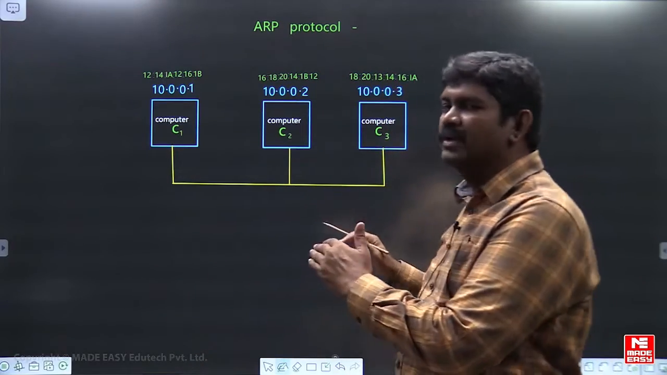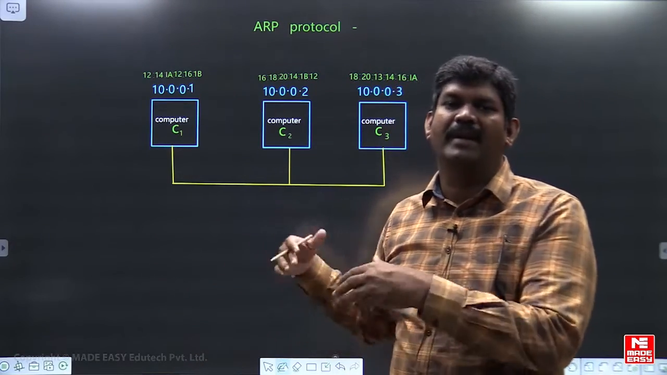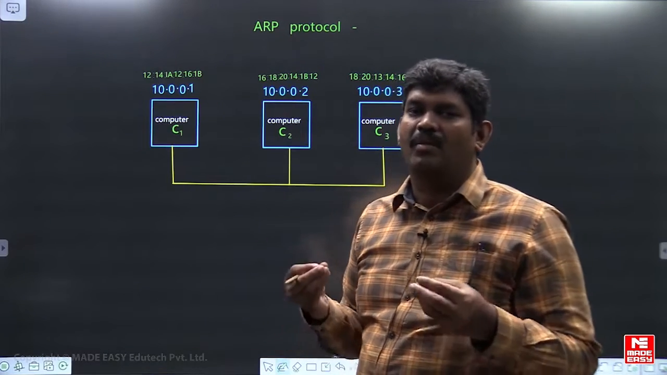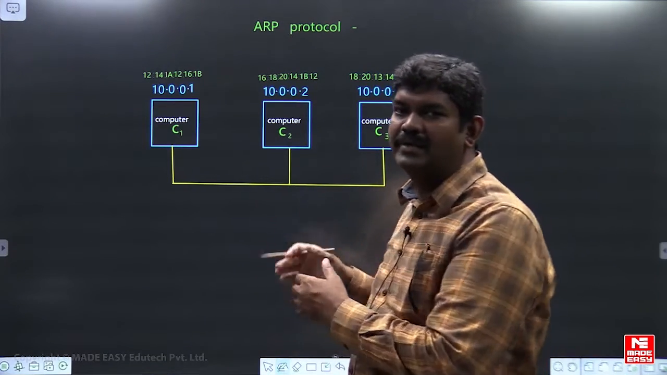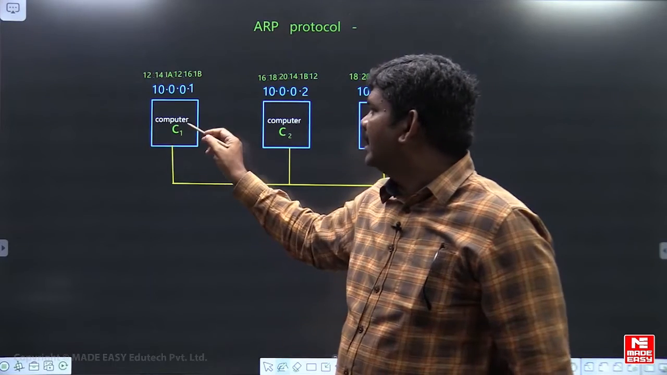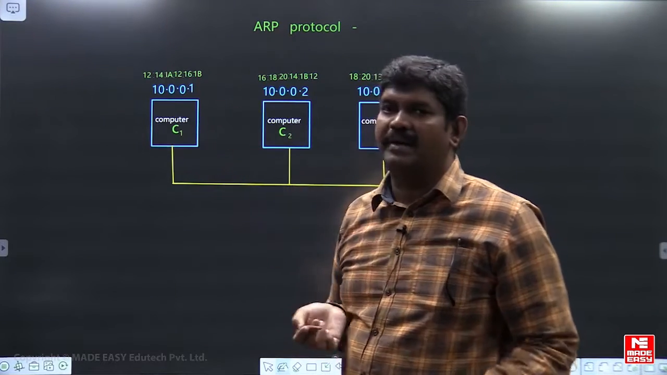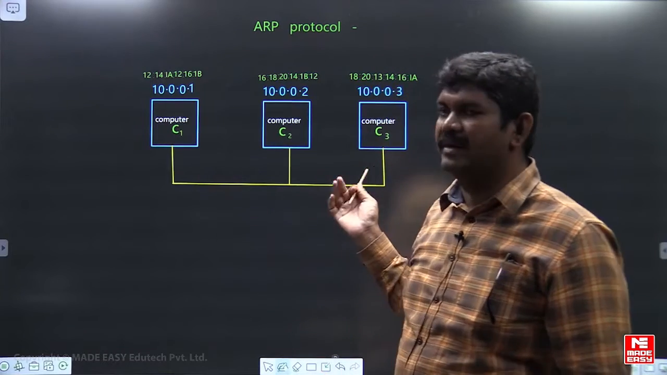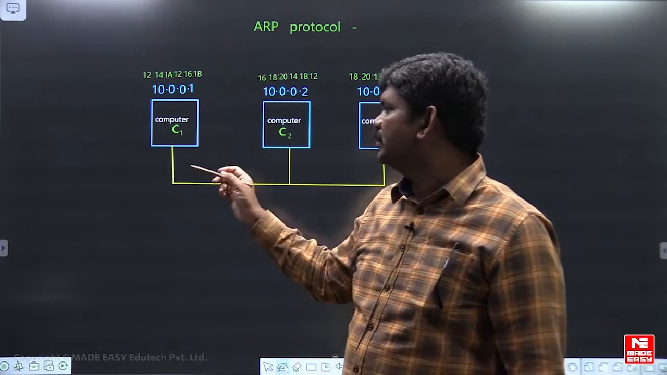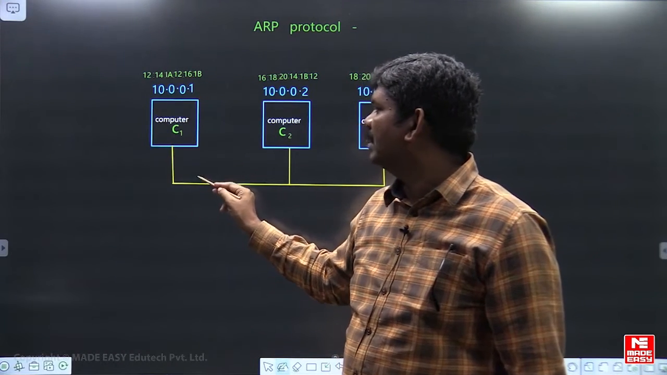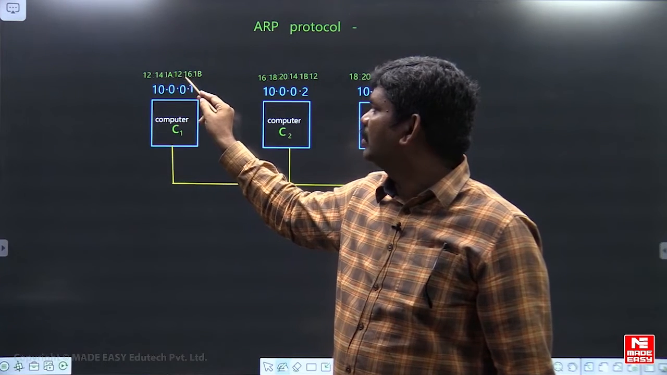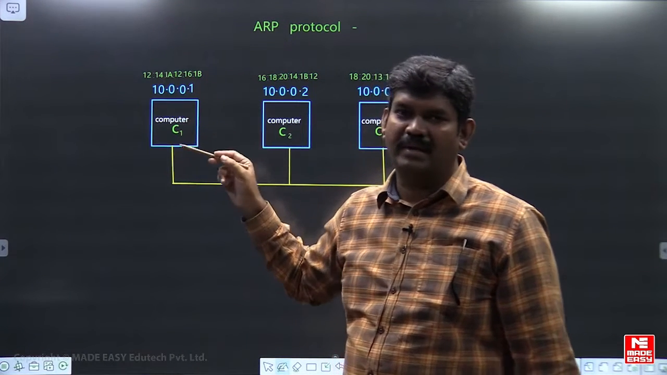So that packet will be encapsulated by the data link layer header. In the data link layer header, the parameters we are discussing in this context are that it has to attach the source MAC address, and you should know the destination MAC address. So that is the target. Since you are sending the data from this computer only, 12.14.1a, 12.16.1b is the MAC address.